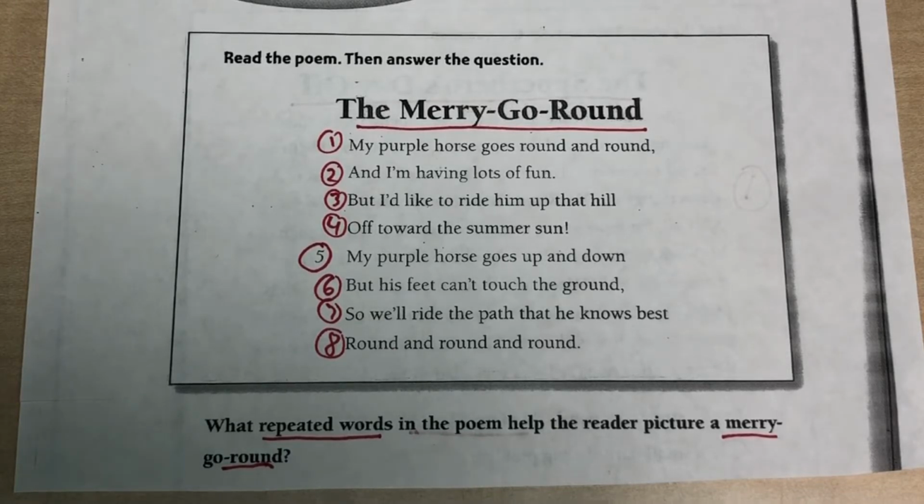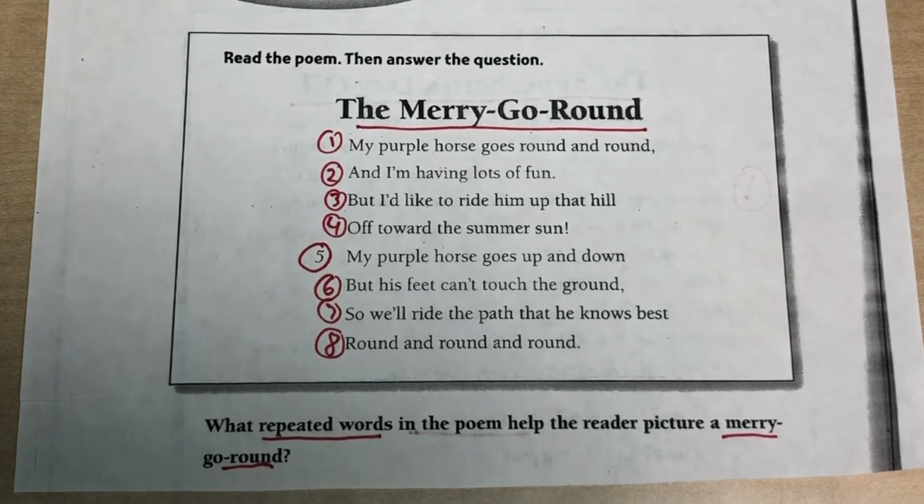So now we need to look at our poem and read it. It says, "The merry-go-round. My purple horse goes round and round, and I'm having lots of fun, but I'd like to ride him up that hill, off toward the summer sun. My purple horse goes up and down, but his feet can't touch the ground, so we'll ride the path that he knows best, round and round and round."